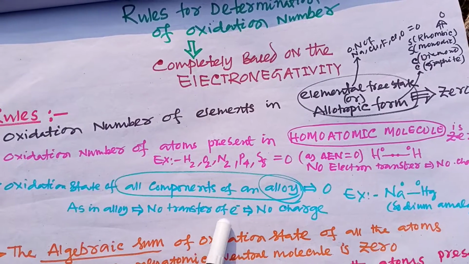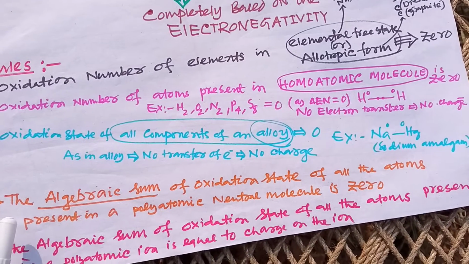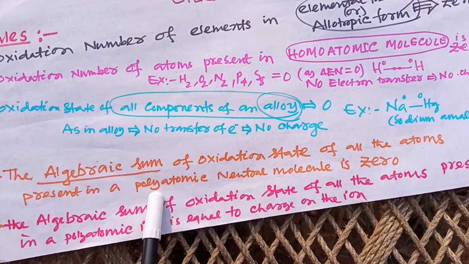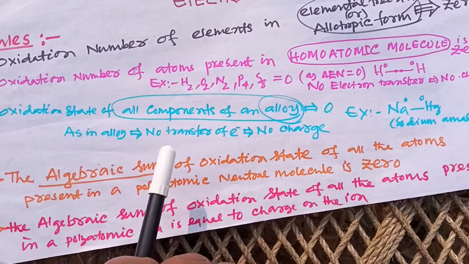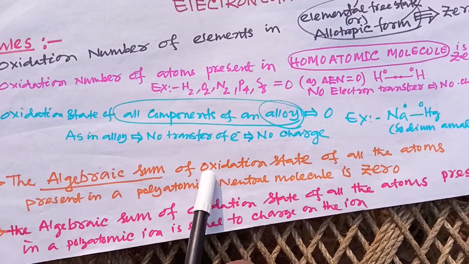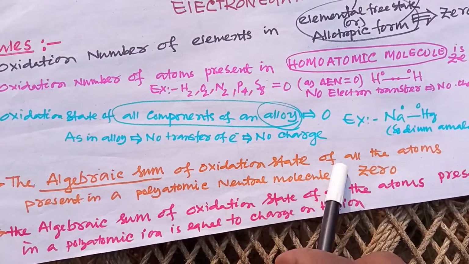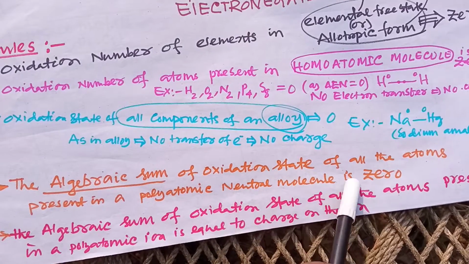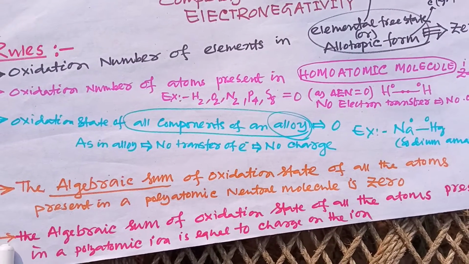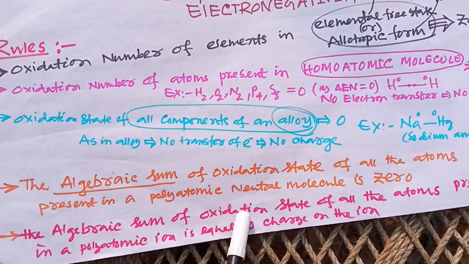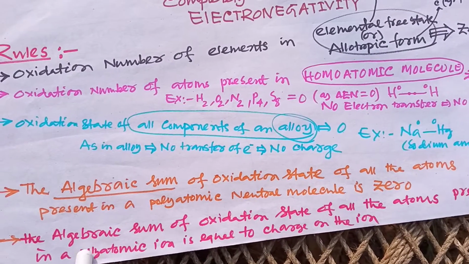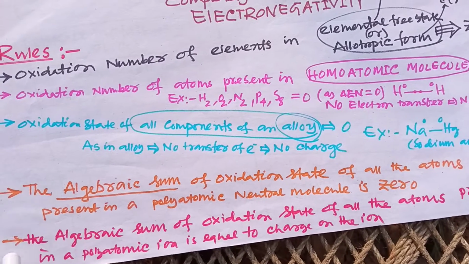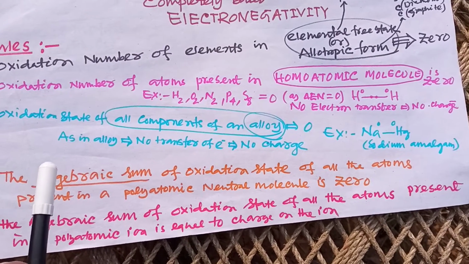because there is no electron transfer. Point number 4, the algebraic sum of the oxidation states of all atoms present in a polyatomic neutral molecule is 0. Here is point number 5. The algebraic sum of the oxidation states of all the atoms present in a polyatomic ion is equal to the charge on the ion. So these 2 points are very important, and are to be kept in your mind.